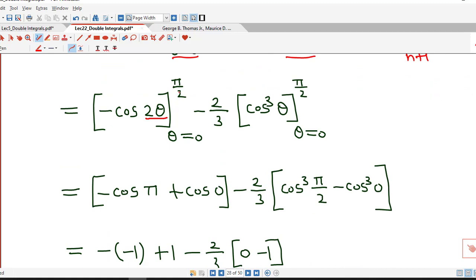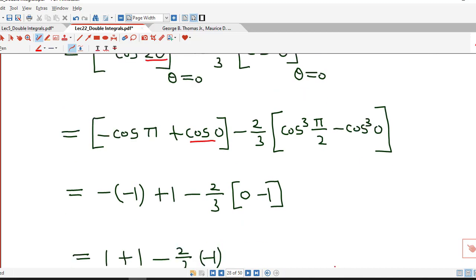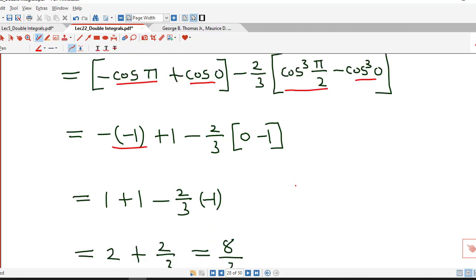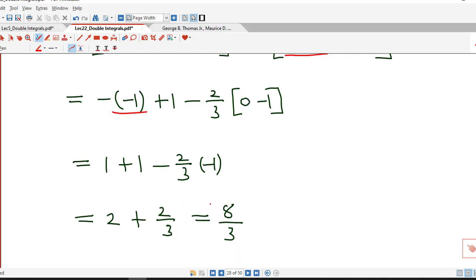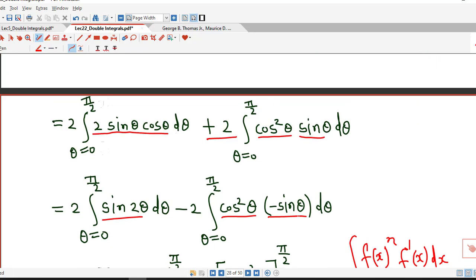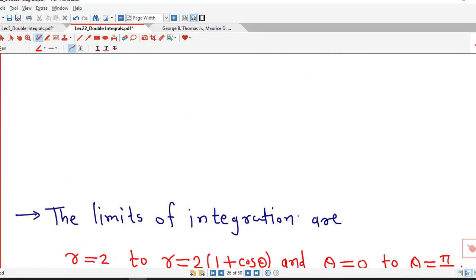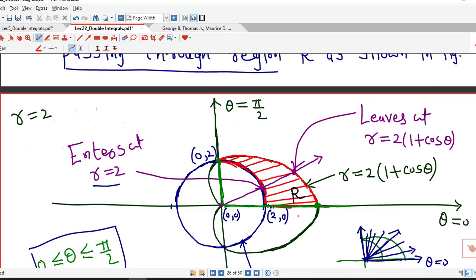Here first we put theta equal to pi by 2. So we have minus cos pi, minus minus plus cos 0, minus 2 by 3 cos cube pi by 2 minus cos cube 0. Cos pi is minus 1, cos 0 is 1, cos pi by 2 is 0, and after simplifying all these things we obtain that the value of the integral is 8 by 3. So in this lecture we have understood a new polar curve known as cardioid, and we are using the cardioid in sketching the region of integration.